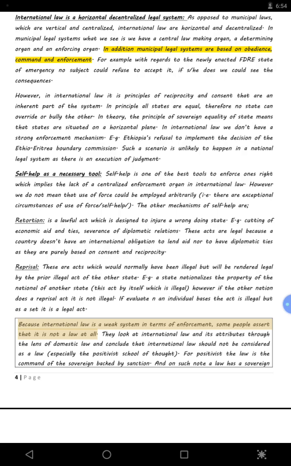Because international law is a weak system in terms of enforcement, some people assert that it is not a law at all. They look at international law and its attributes through the lens of domestic law and conclude that international law should not be considered as a law, especially the positivist school of thought. For positivists, the law is the command of the sovereign backed by sanction. And on such note, a law has a sovereign.